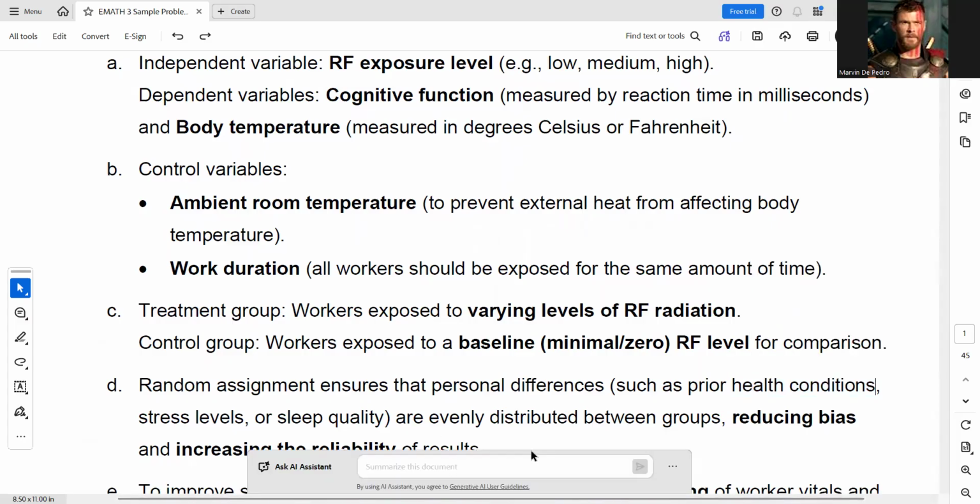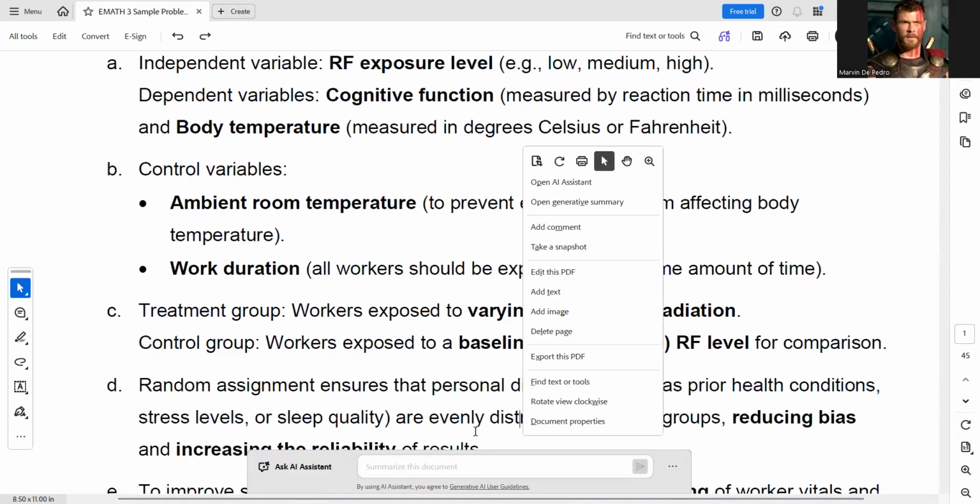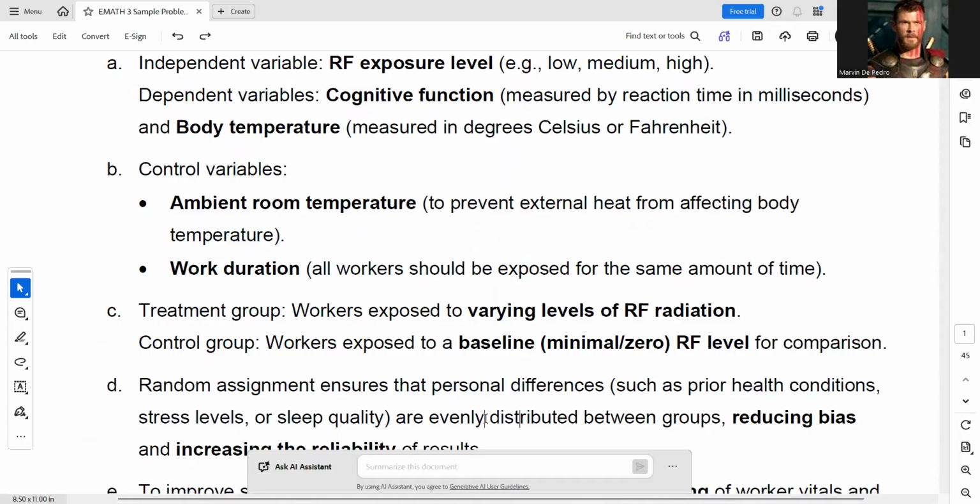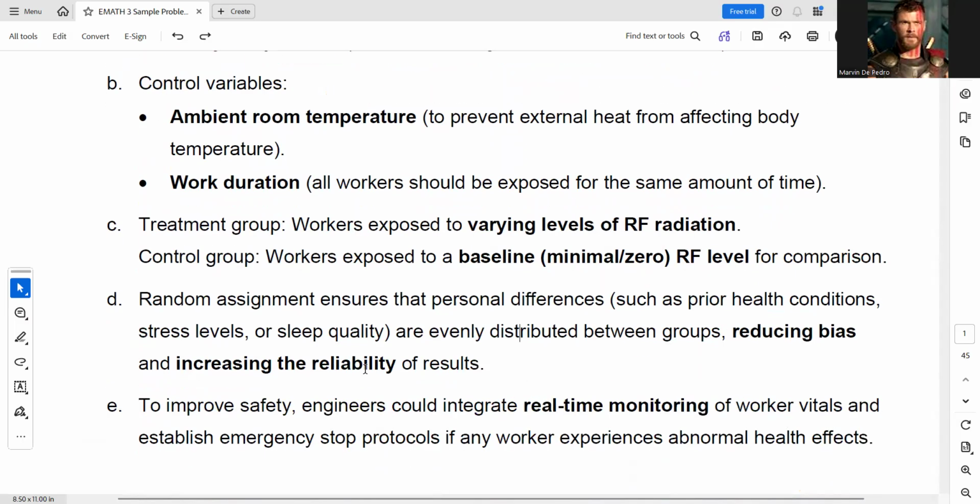Even if you know them, you divide them. All those with prior health conditions, you divide them into two. All the stressed individuals or workers, you divide them into two also. But you select randomly. Okay, this will reduce bias and increase the reliability of our results.